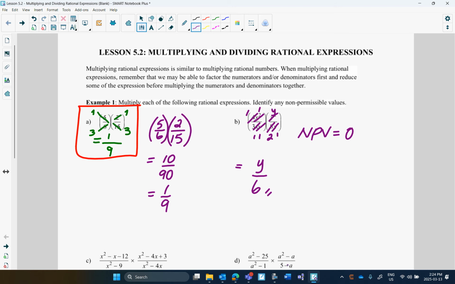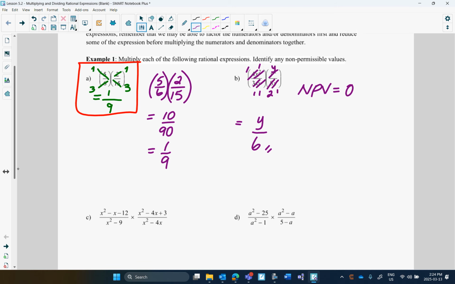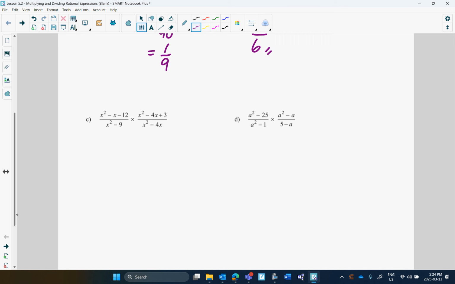Now, if we've got bigger expressions, just like we did with reducing in the last lesson, we have to factor everything we can and then see what we can reduce. So this is why you've got to know your factoring. Notice I'm not stating my NPVs yet because they have to be in factored form. All right, and there's different types of factoring. There's 3 types of factoring going on in this question. How am I going to factor this one?